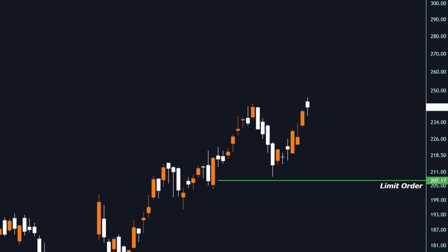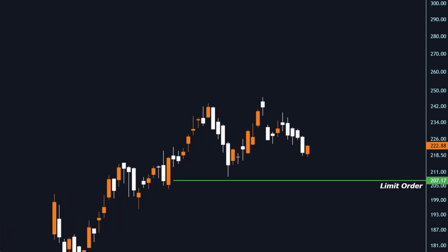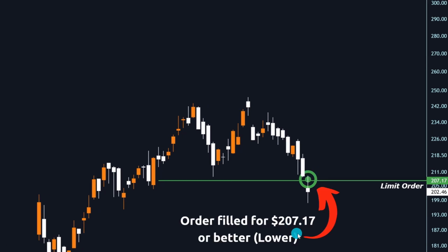All right, we're letting it play out, and we'll pause it right here. You can see it was filled at that price or better, in this case lower, because we're trying to buy. So it either got filled for the 207.17, or maybe it's a little bit more favorable and it was 207.16. A limit order will never fill for a higher price than what you set it at. That is the point of limit orders.